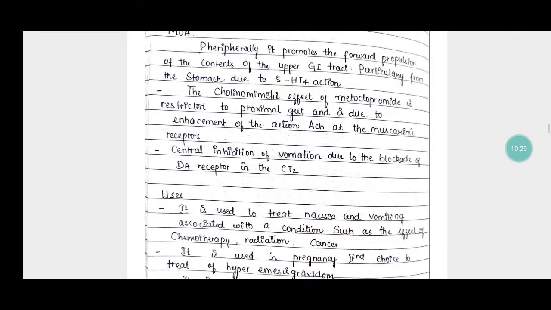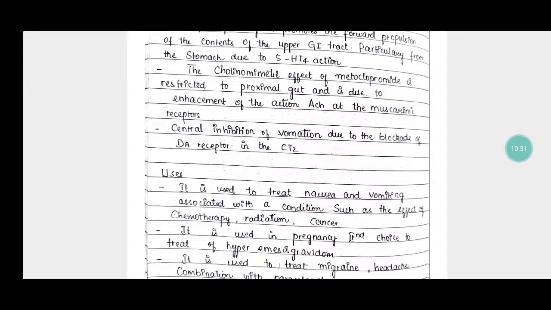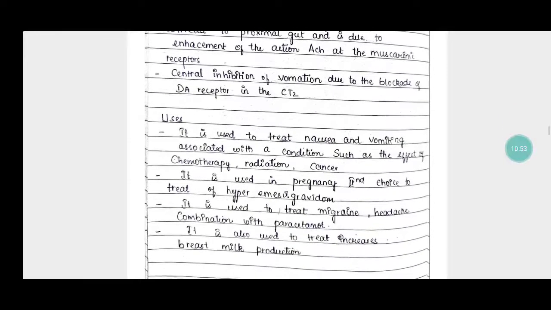So the cholinomimetic effect of metoclopramide is restricted to the proximal gut and is due to the enhancement of the action of acetylcholine at the muscarinic receptor. So there is central inhibition of vomiting due to the blockage of the DA receptor, that is the dopamine receptor, in the chemoreceptor trigger zone.